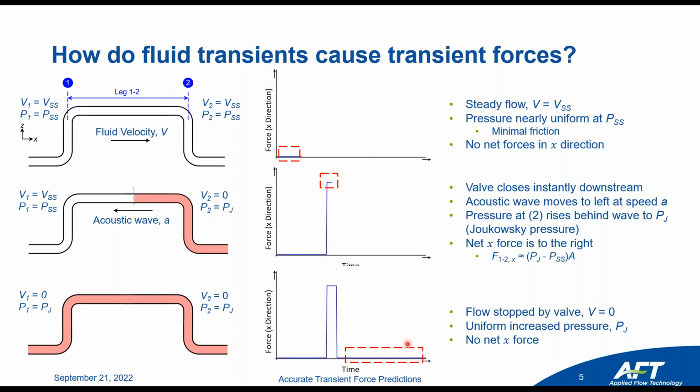So the force is going to come down and go back to an equilibrium force. And now there's no more forces acting, at least on this particular leg 1 to 2. This leg 1 to 2 right here comes back to 0. But during this time that the wave is passing from location 2 to location 1, we're going to see a force profile that looks something like this if the closure is instantaneous. Now, if there's a finite duration, the valve isn't closing instantly, it'll have a different shape. But if it closes instantly, it's going to look approximately like this.